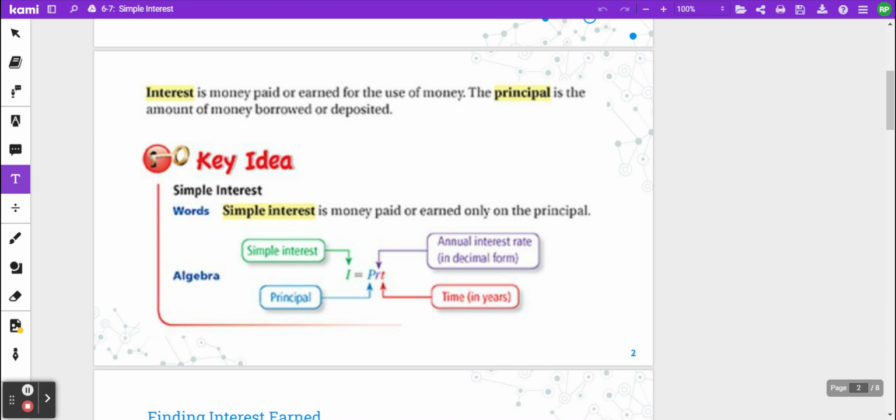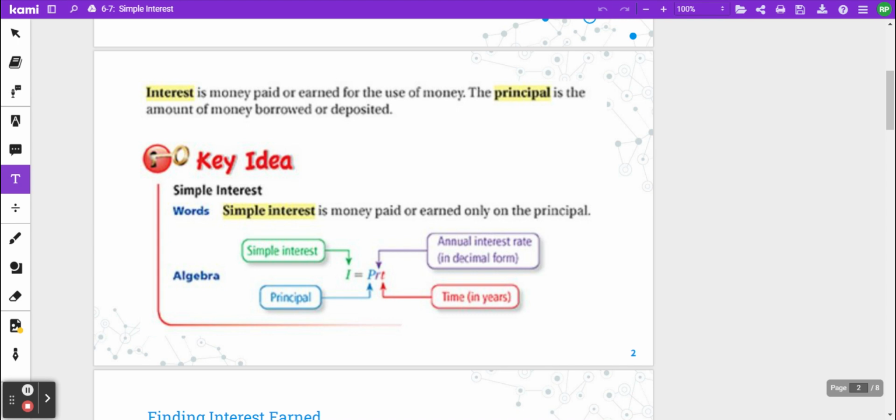Interest is the amount of money paid or earned for the use of money. So there's a couple of different situations here. The money paid would be when you borrow money from, let's say, a bank. The bank charges you for loaning you that money. That is interest. The other situation is if you invest money, you are paid for the money that you are investing. So depending on the situation, it is either money paid or money earned for the use of money.